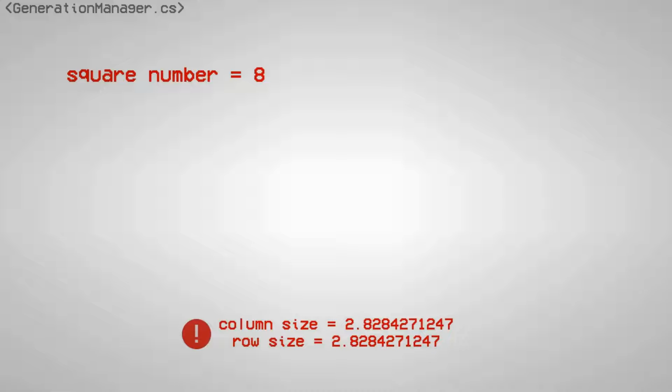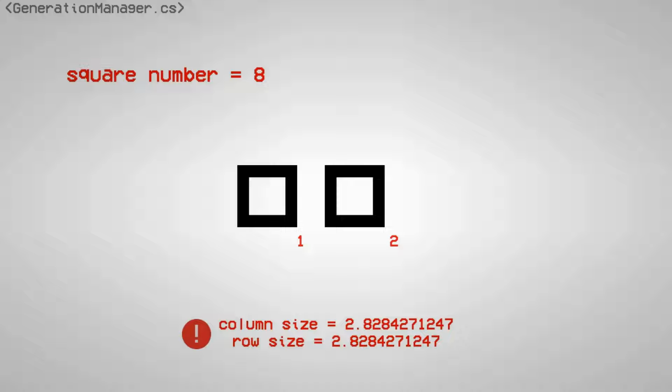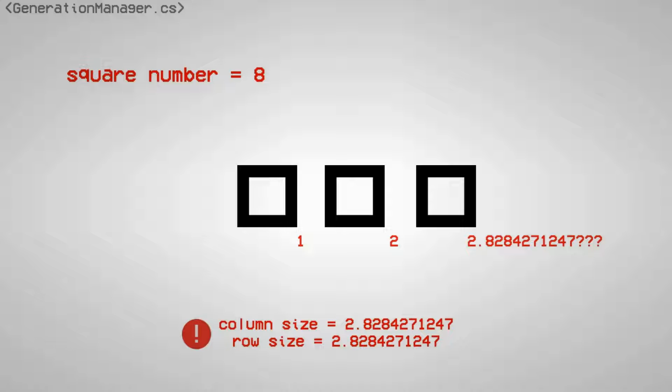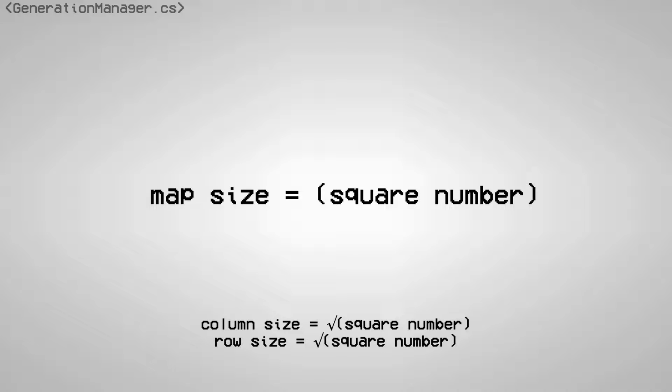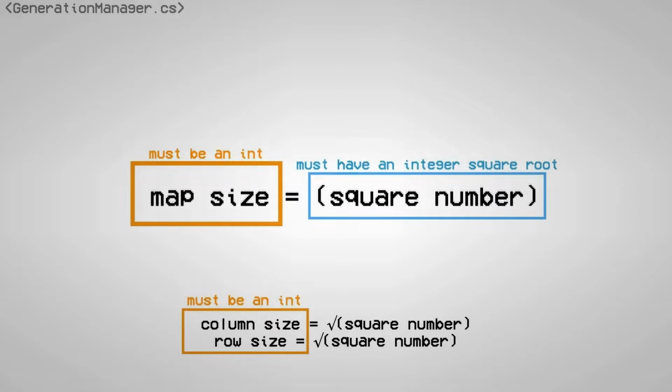So now when our script tries to generate rooms, it will generate the first room, the second room, and now it expects to get to the square root of 8, which is 2.82, but it doesn't get to that number. So theoretically, it should keep generating infinitely, which the script doesn't know how to do, so it would crash your game. This just expresses the fact that the map size needs to be a square number. After putting this logic into place, we can see that the map size needs to be an integer, and the column size and the row size also need to be an integer, equivalent to the square root of the square number.